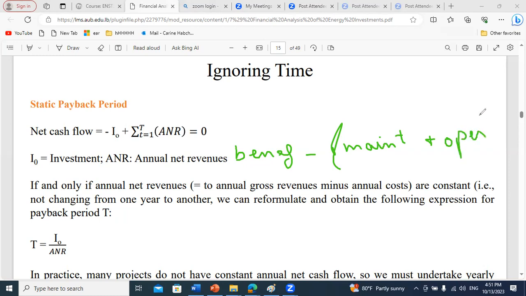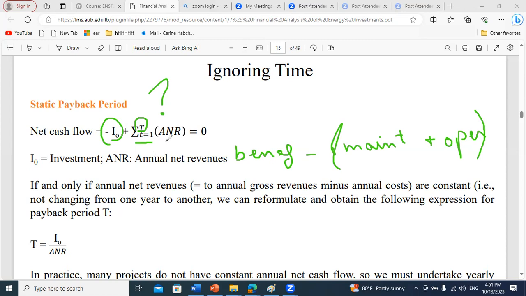And we have the investment that is paid at the beginning of the project that should be considered, of course. So we do minus I0 plus the summation from year 1 to year T, where T is the static payback period that we are looking for. So we are looking for the time needed in order to compensate the initial investment we made. Now, if and only if the annual net revenue, which is annual gross revenues minus annual cost, is constant, so we don't have change from one year to another, we can use a simple formula to get the number of years needed to pay back our money.